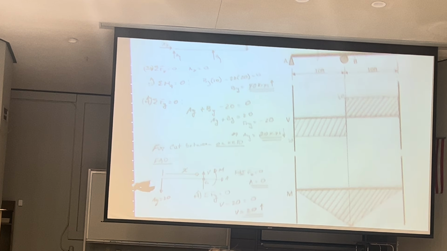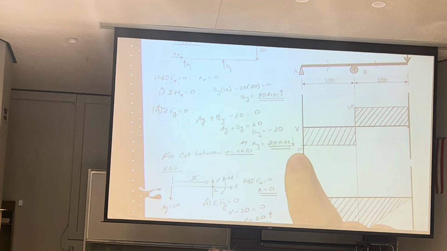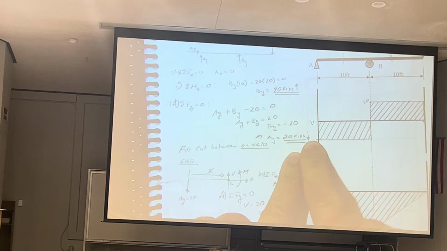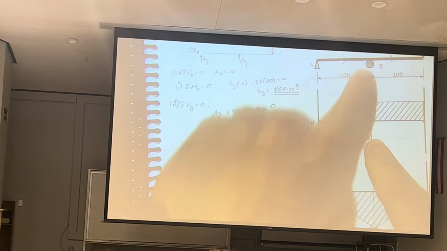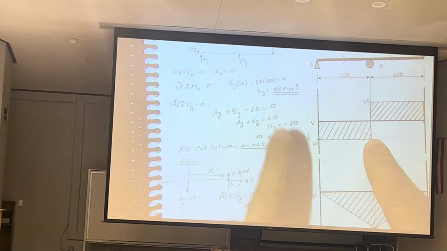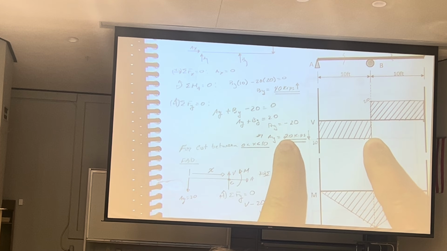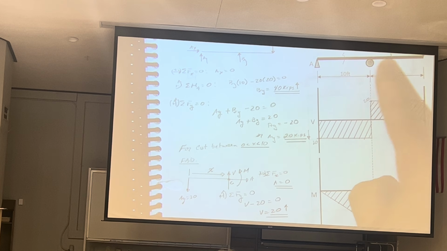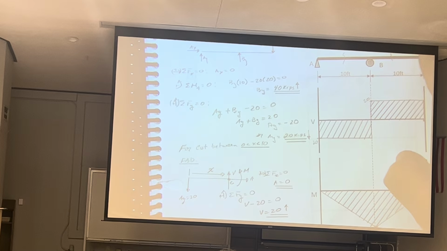So now, when I come to draw it, I start over here at 20 because it's negative. It's downward. I start at a negative 20. It stays the same until I get to BY. BY happens to be 40. 40 minus 20 gives me a positive 20, so I'm going to jump up to a positive 20. There's no load until I get to the very end. I see a 20 down. Positive 20 minus 20 takes me to 0. I know I did this correctly.